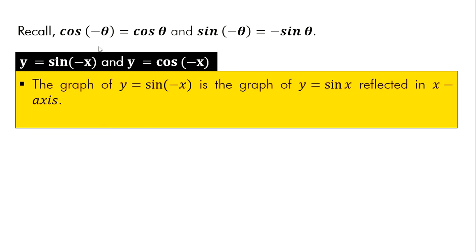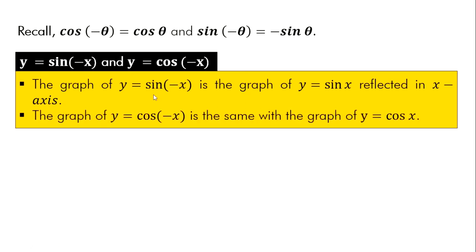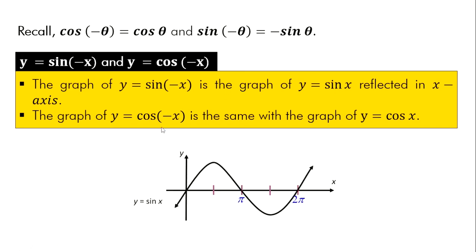In addition, for cosine negative theta or cosine negative x, all you need to do is to use the graph of the cosine theta function. It is the same. As you can see here, the graph of y is equal to sine x. In order to illustrate the graph of y is equal to negative sine negative x, all you need to do is to reflect its graph in the x-axis.